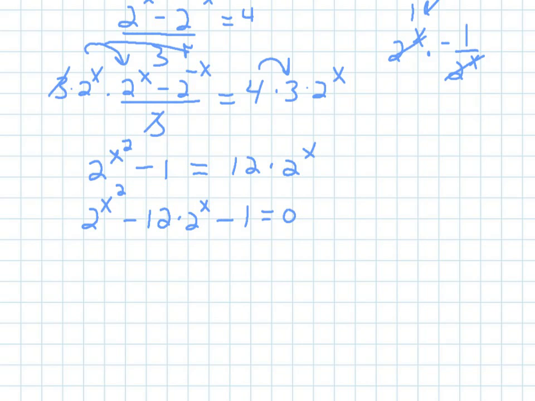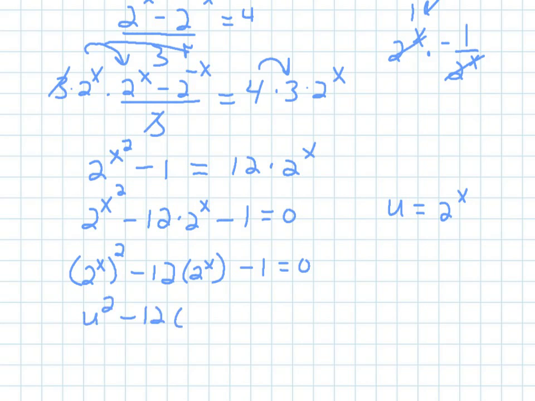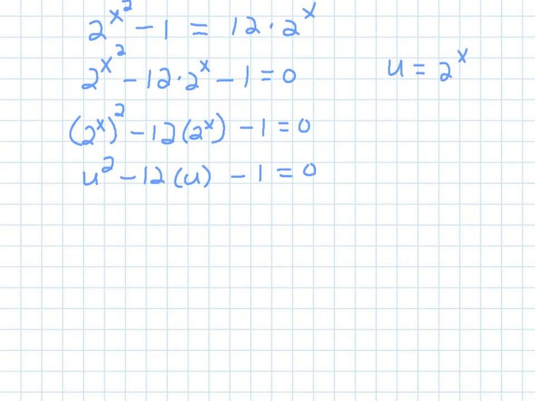Now we're going to have to be pretty creative rewriting this thing so we can use u substitution. We can write it as 2 to the x squared minus 12 times 2 to the x minus 1 equals 0. We can let u equal 2 to the x power, and then we can substitute u in, so we get u squared minus 12 times u minus 1 equals 0. And that looks like a quadratic equation. We can use the quadratic formula.